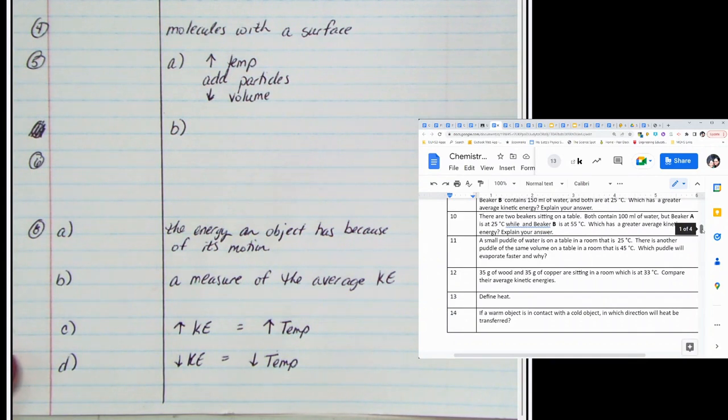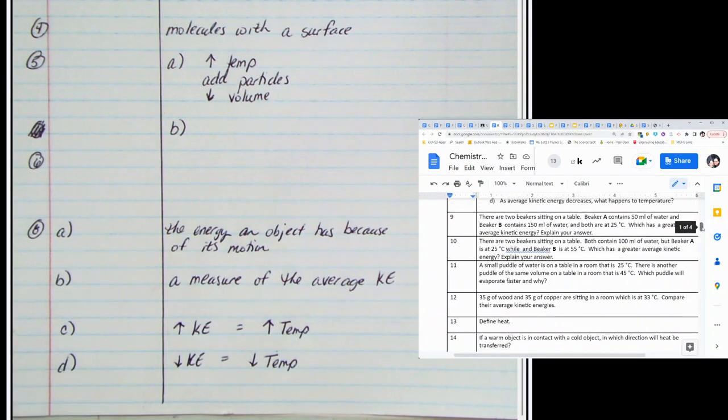All right, let's take a look at number 9. There are two beakers sitting on a table. Beaker A contains 50 milliliters of water. Beaker B contains 150 milliliters of water. So they have different amounts of water. They are both at 25 degrees Celsius. Which has a greater average kinetic energy? Beaker B? Anyone else?